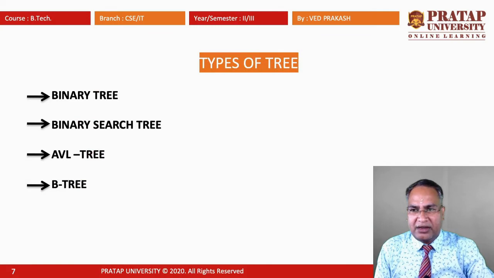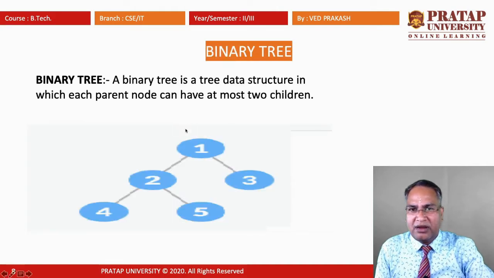The types of a tree. Basically, there are 4 types of tree: binary tree, binary search tree, AVL tree, and B tree. So, we will learn one by one. What is the binary tree? Binary tree is a tree or a data structure in which each parent node can have at most 2 children. So, we can say any tree in which the internal nodes have at most 2 children is known as a binary tree.